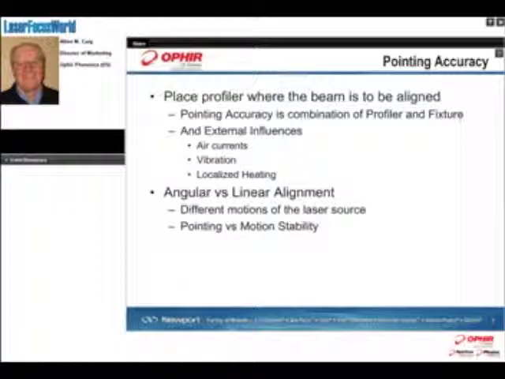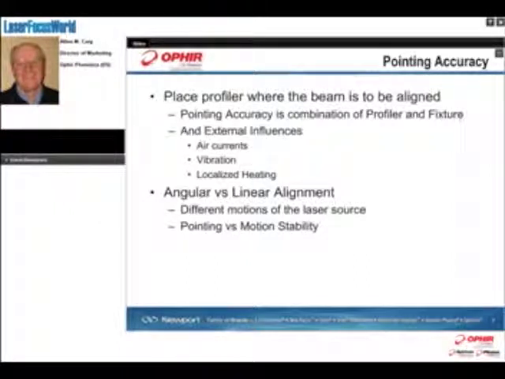So remember, when you're setting up a system to be aligned, it's very important to control these issues. You need a good vibration control table. You need good fixturing for both the profiler and your laser source.